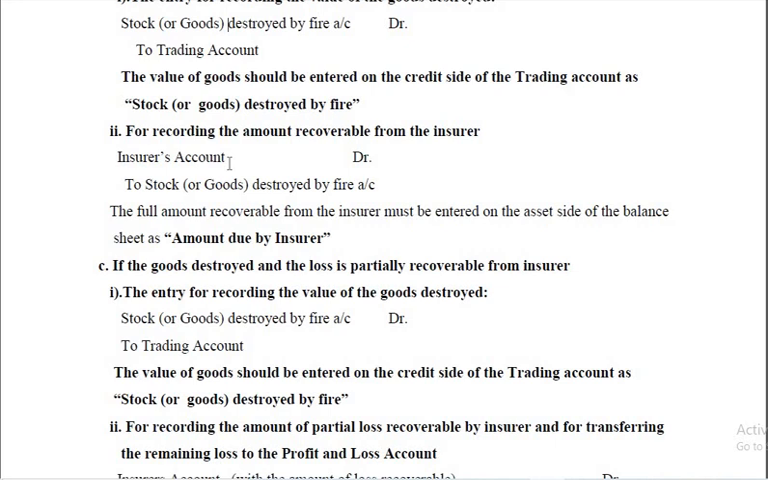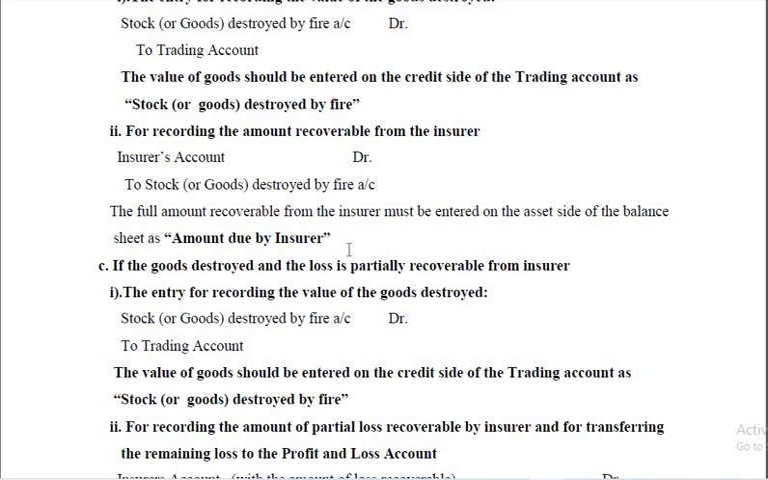So here there is no loss at all. Therefore, nothing comes to profit and loss account. Whereas the amount to be received from the insurer, that will be an asset on the asset side. It is as good as a debtor. The insurer, once the claim is admitted, is as good as a debtor. Therefore, the amount is receivable from him. That will come to the asset side of the balance sheet.